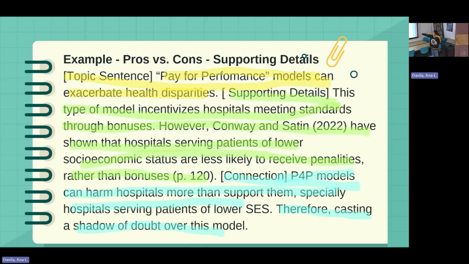And then lastly, I'm going to connect it. So pay for performance models can harm hospitals more than support them, especially hospitals serving patients of lower socioeconomic status, therefore casting a shadow of doubt over this model. So I concluded the paragraph and connected back to the thesis statement. And this is just an example, guys. You don't have to do it just like this. I feel like this is a bad paragraph for me, but it's just to make sure you stay on topic, provide evidence, develop it, and then tie it all together at the end and connect it back to your issue topic.